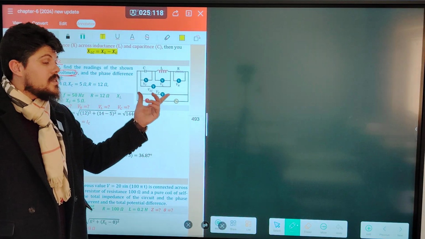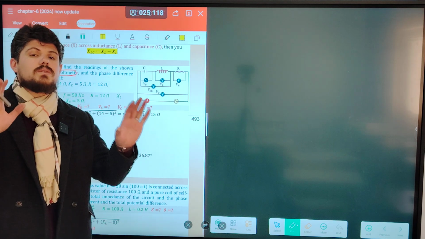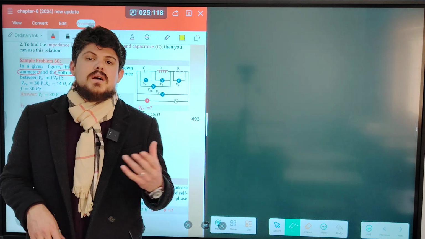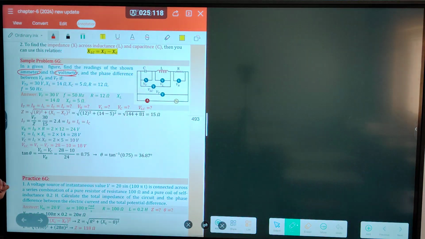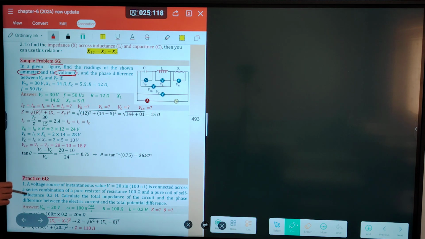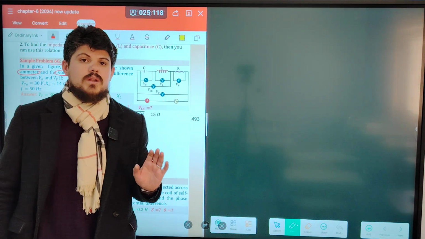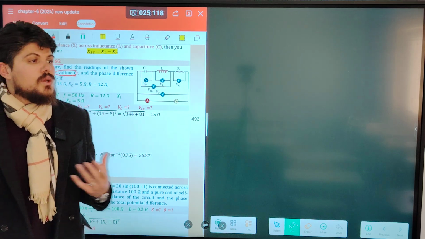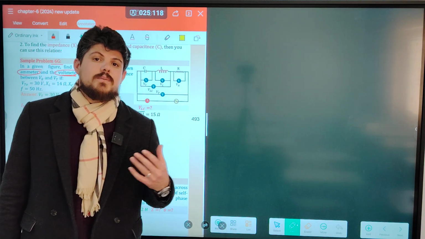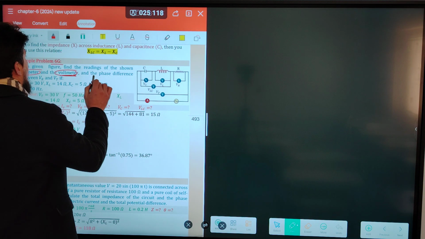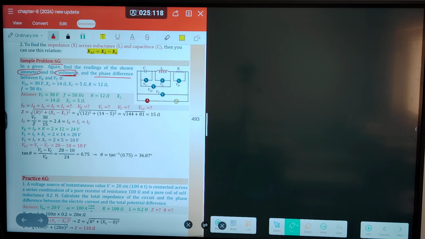But guys, be careful because this circuit is connected in series connection. All currents are equal. If you find IE total, it means you find IR, IC, IL, it doesn't matter. The same thing. Okay? And the reading of the voltmeter is completely different from the current because potential difference is not equal. Potential difference across the source is not equal to potential difference across resistance, across capacitance, across inductance. Each has its own potential difference. And find the phase difference between VR and VT.